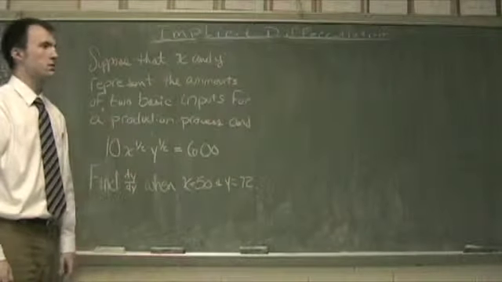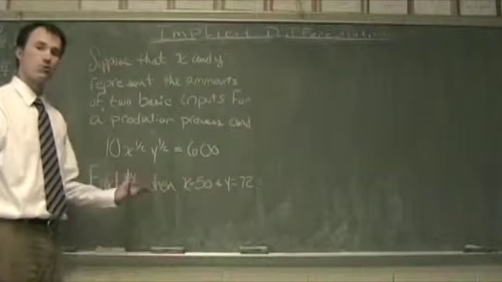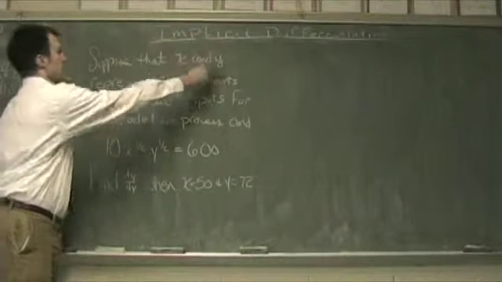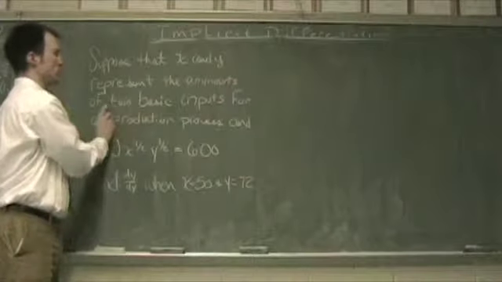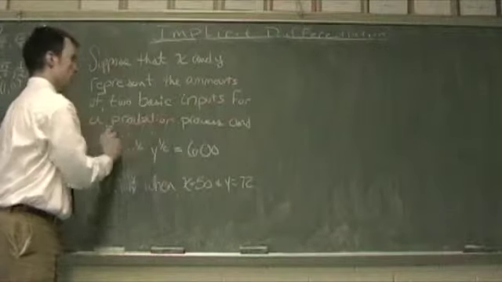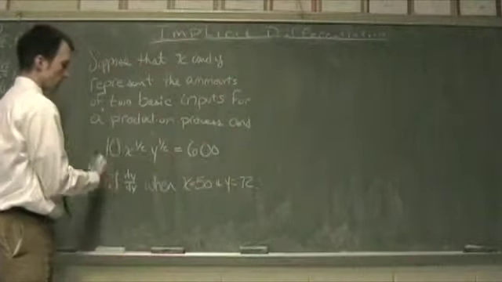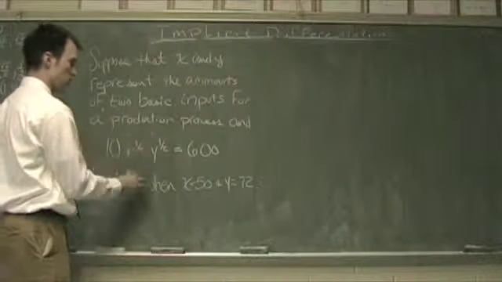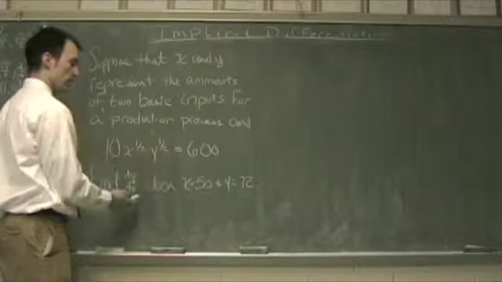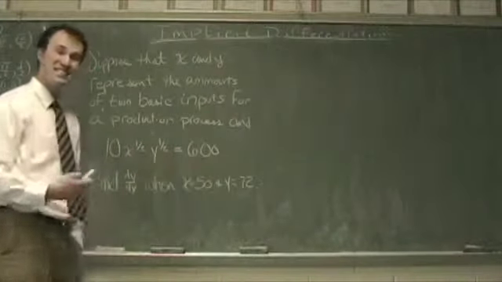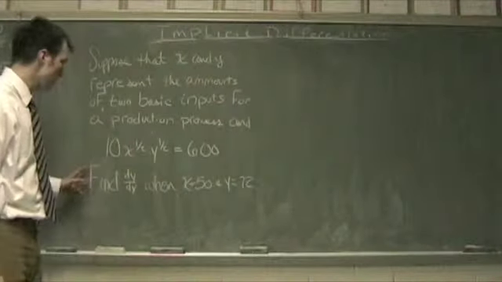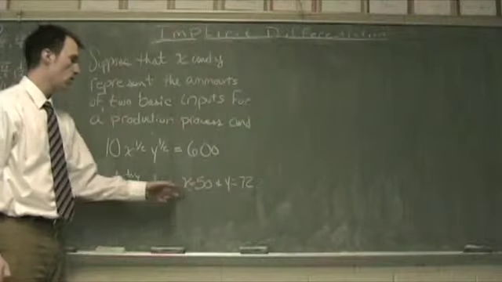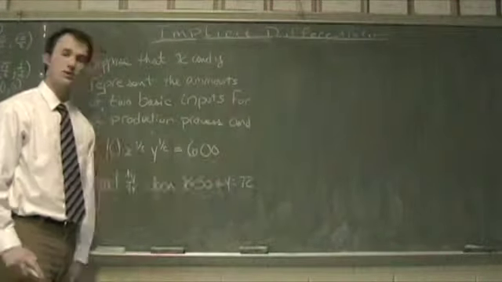Again, we're working with implicit differentiation, and this is a word problem that's going to involve that. Suppose that x and y represent the amounts of two basic inputs for a production process, and the relationship is given as 10 times x to the 1/2 power times y to the 1/2 power is equal to 600. They want us to find dy/dx, or the derivative of y with respect to x, when x is equal to 50 and y is equal to 72.